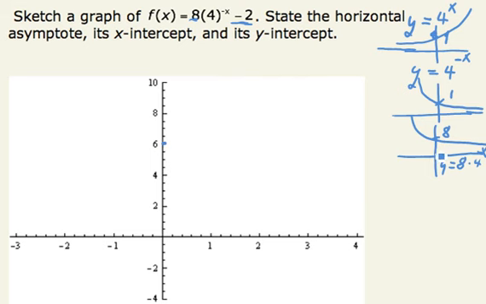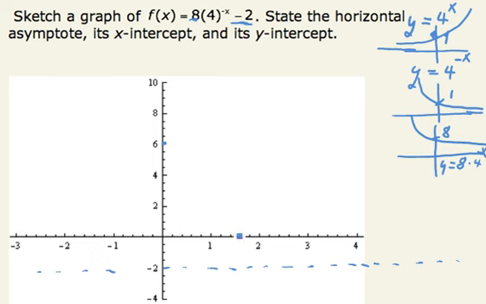The asymptote used to be at y equals 0. Now it has gone down 2 units, so the new asymptote is going to be at y equals -2. So I'm going to have a graph with the same shape as this, but passing through this point with this asymptote. The only question now is to find out what the x-axis intercept is.